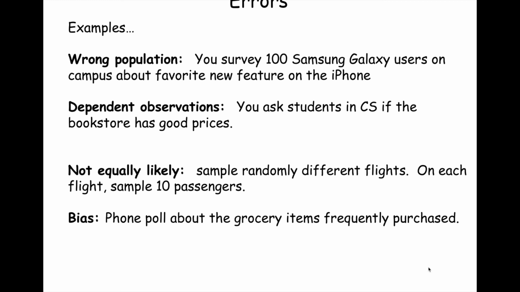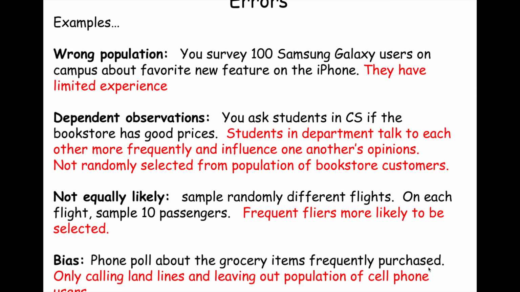So you want to know something about the flying public, you go to different flights as people are coming off a plane, and you sample them, ask them questions. And let's say on each flight, you sample 10 of the passengers. And then there's also bias, meaning non-random preference. Phone poll about grocery items that are frequently purchased. Okay, so let's take a look at each of these.